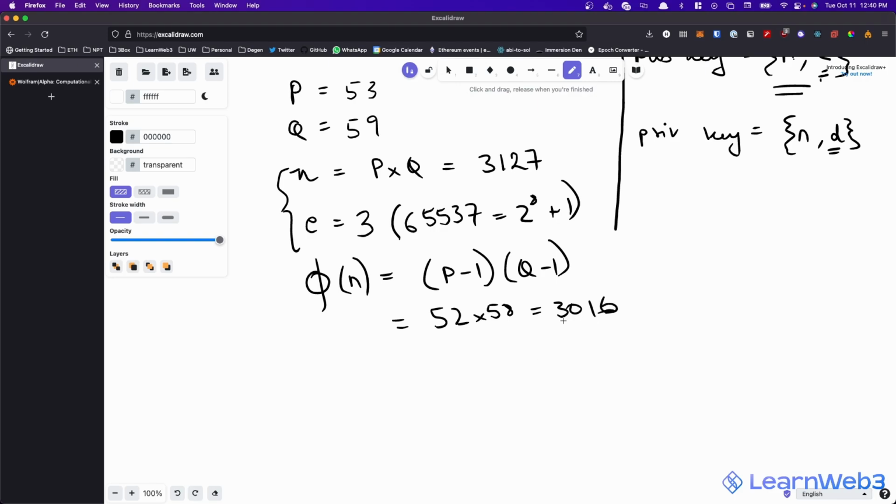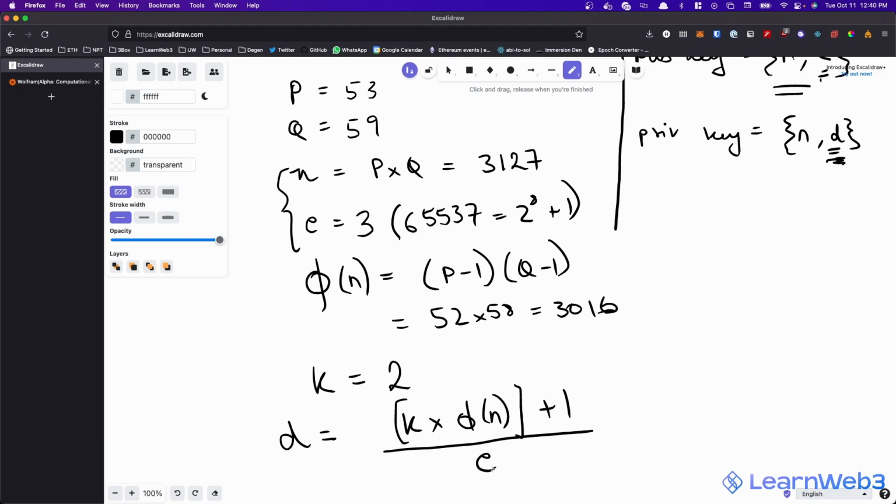So once we have phi of n, we pick a small number k, and k can be any integer. Typically it's a small integer. In our case we'll go with k equals 2, and finally we can now calculate d, which is the other part of our private key. D is calculated as k times phi of n, plus 1, the whole thing divided by e.